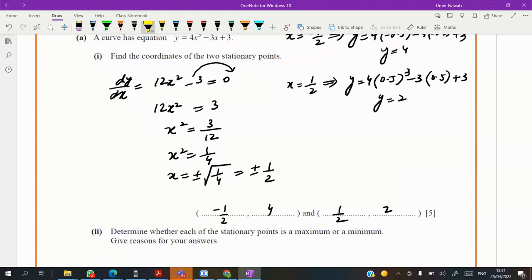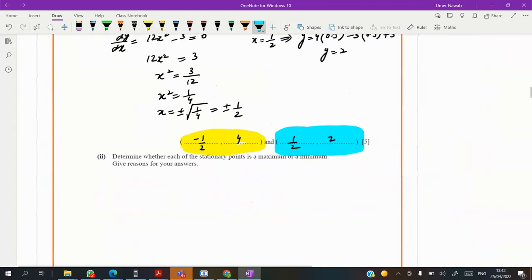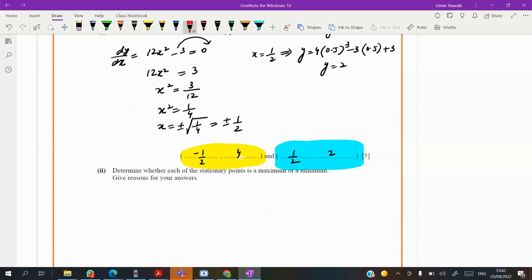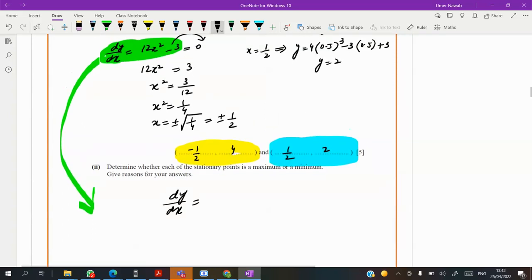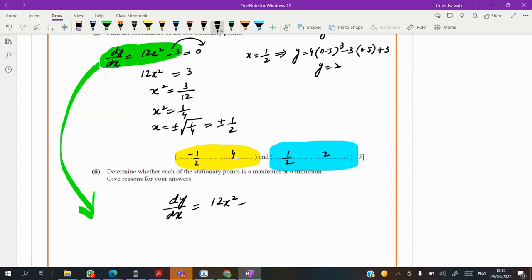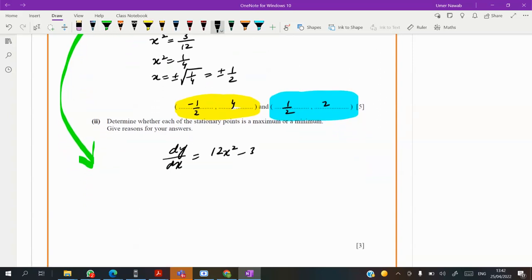As you remember, in this question again, he wants to know the nature of these 2 points. Are these points maximum or minimum? For this, we did it in the last question. What was the method? To find the nature of the stationary point, whether it is a maximum or minimum, we take the second derivative. So what was our first derivative? dy by dx was 12x squared minus 3.